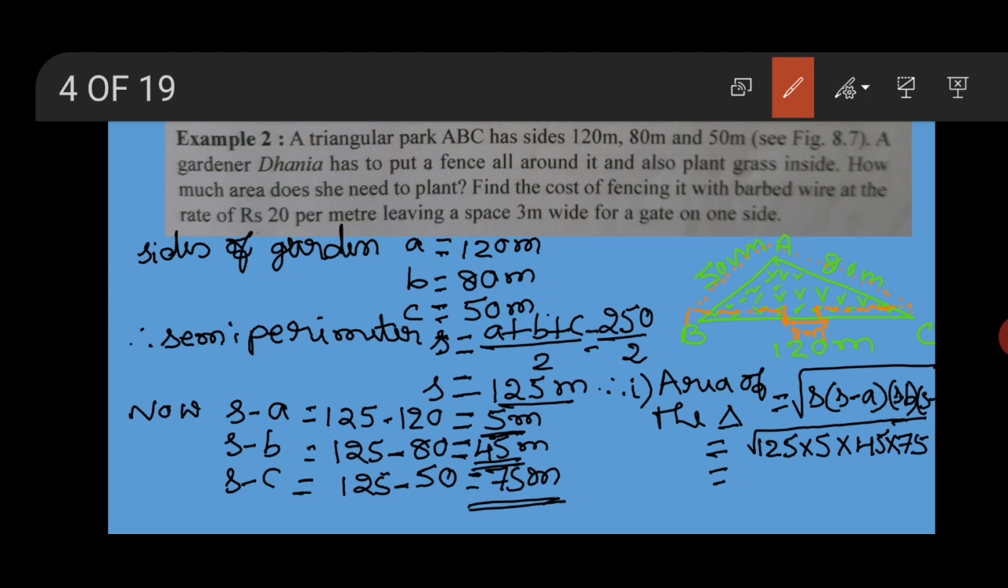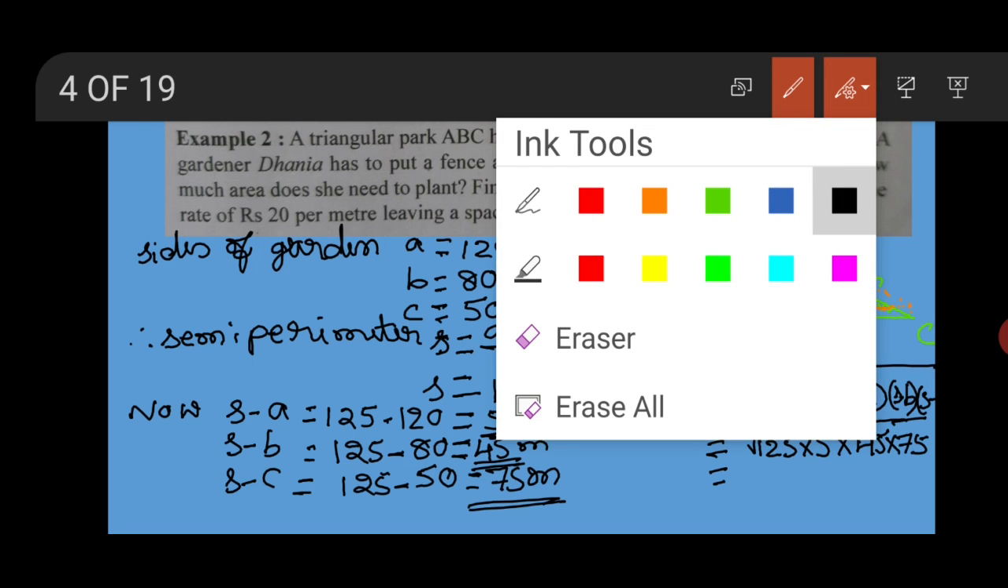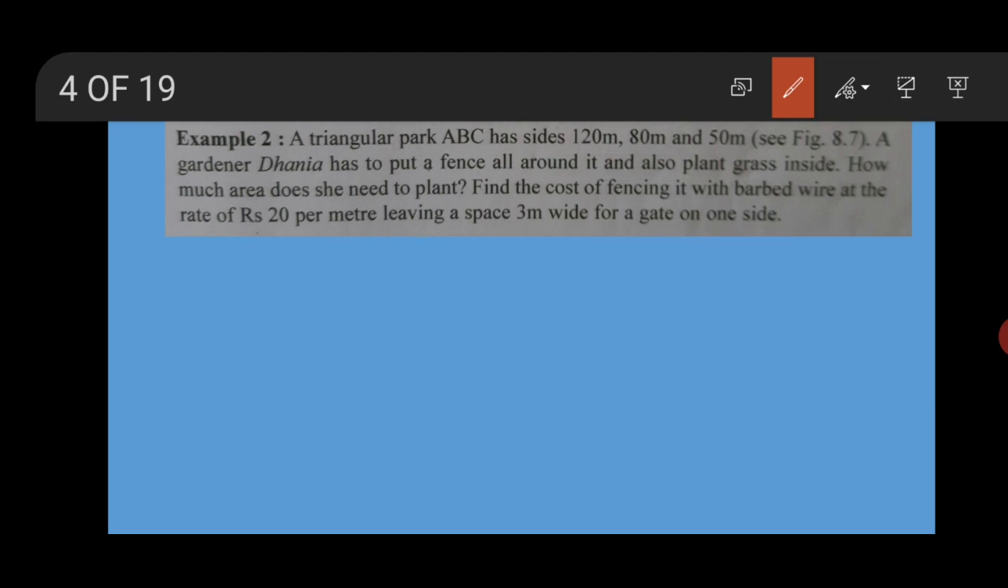What is the answer? 125. First factorize all the terms inside the square root sign. Yes, factorize it. I will write again. It is equal to square root of 125 into 5 into 45 into 75. Now factorize 125. 125 we can write in this way, no?